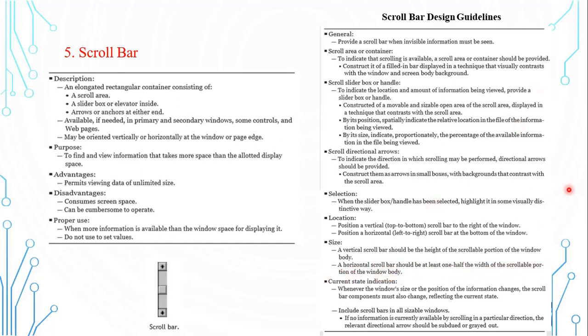So that means if you have a vertical scroll bar, it should be displayed over the complete area on the right side of the screen. Almost it should cover the complete page. And if it's a horizontal scroll bar, then at least half of the screen has to be viewable while using these lower scroll bar buttons. And next we have current state indication.